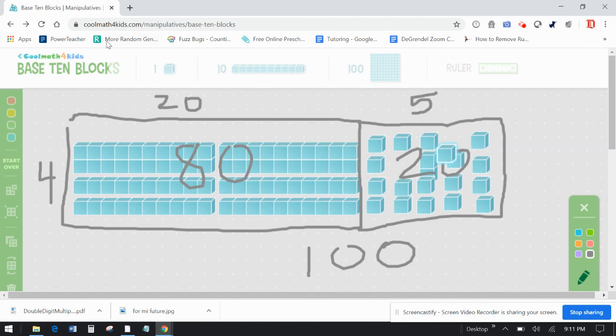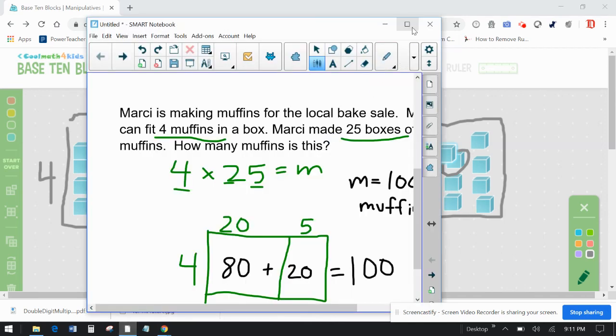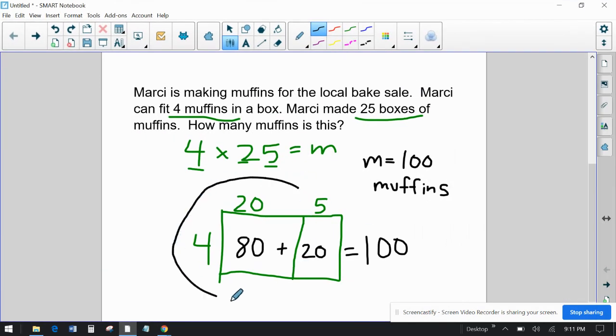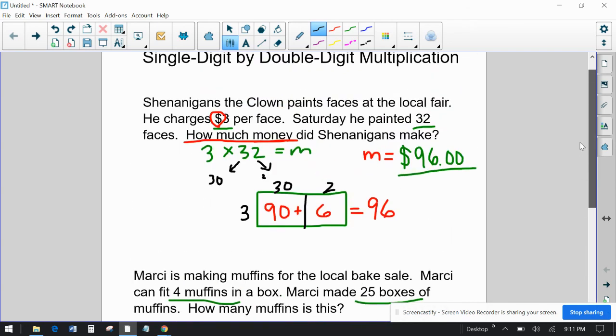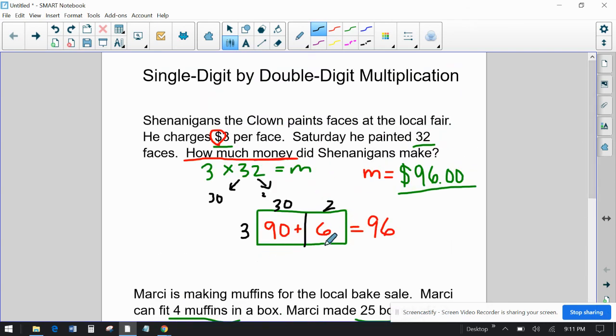You can use this site, coolmathforkids.com. The link is on the assignment. So you can create the model with the base 10 blocks, because I'm sure most of you do not have your own set of base 10 blocks at home. This will just get you a feel for it. But once again, like I have been saying, this area model is really important, and the base 10 block model is actually just for you to kind of get the hang of this and why this area model works. So this is what is coming in 4th grade for sure.